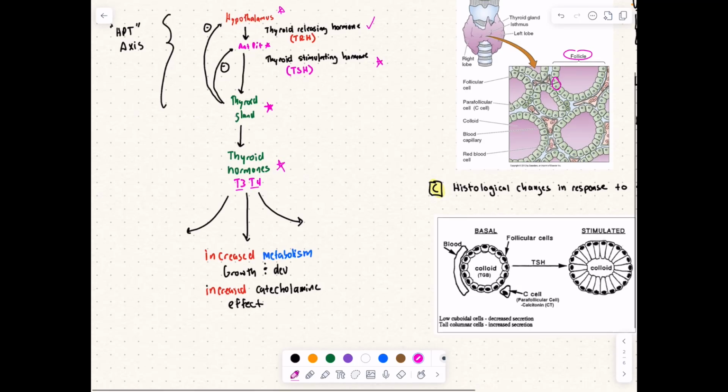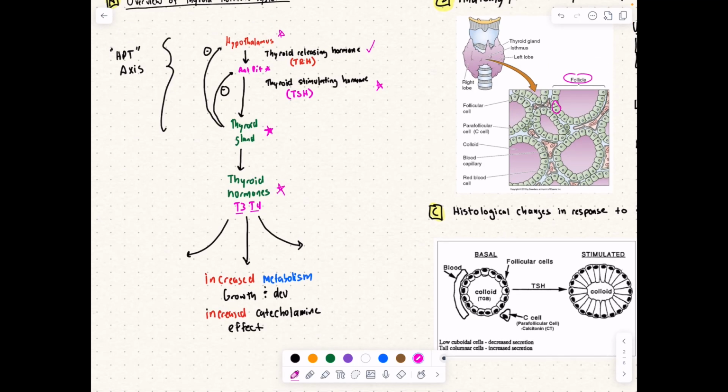They'll be bound to carrier proteins. And overall, they're going to cause an increased metabolism, growth and development, and then an increase in the effects of epi and norepinephrine in the body.